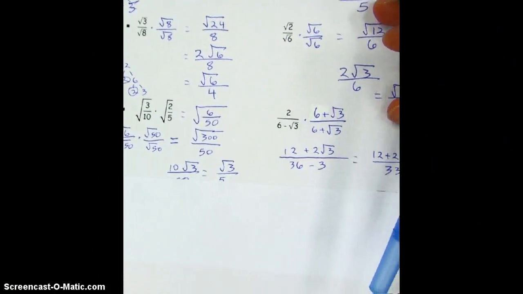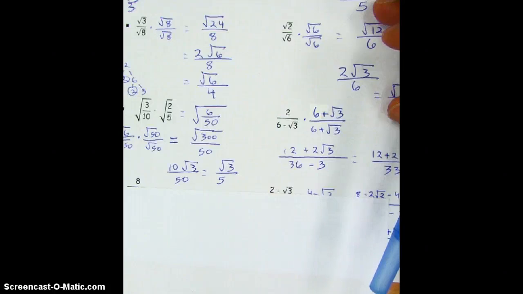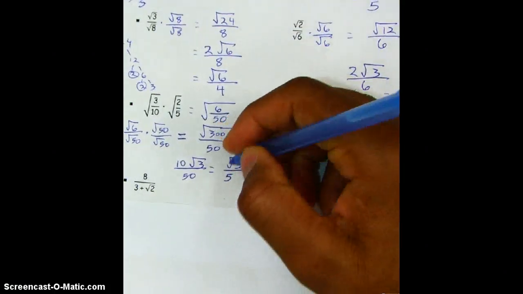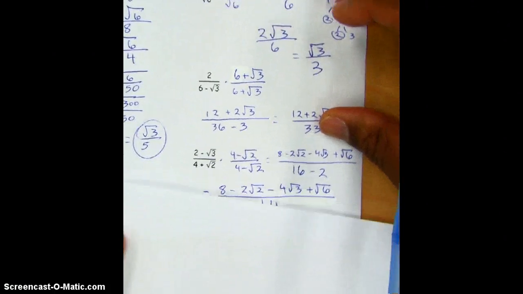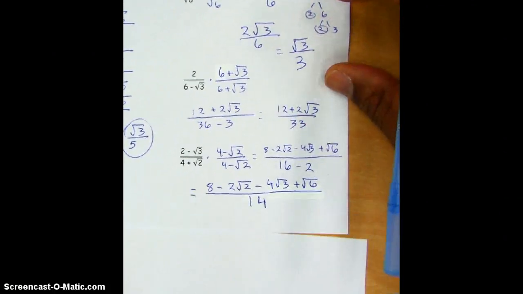All right, because the time is short, I'm just going to go ahead and show these last problems. So here's that one, and the answer for this is the square root of 3 over 5. And here are these two problems.